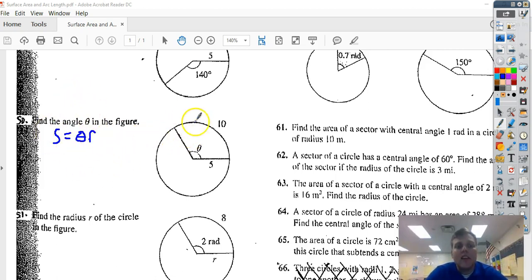So they told us that the arc length is 10. So 10 equals, and I don't know theta, times R, which is 5. So then to solve for theta, I should divide both sides by 5.